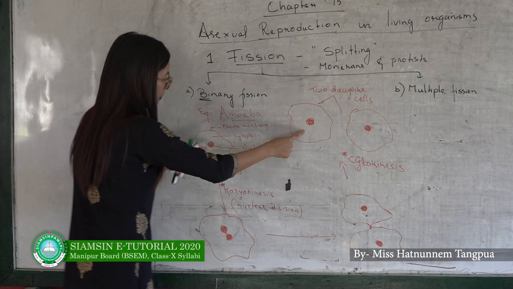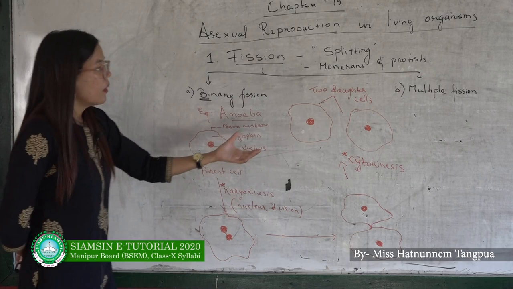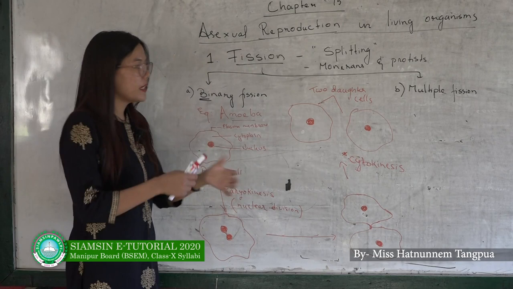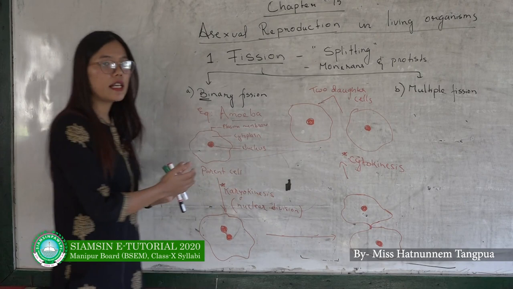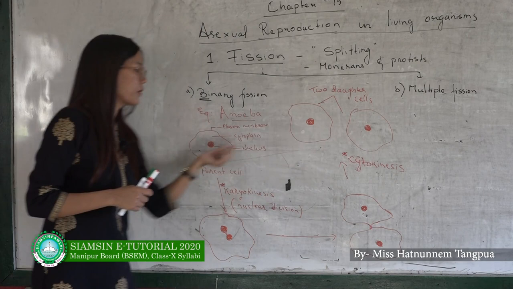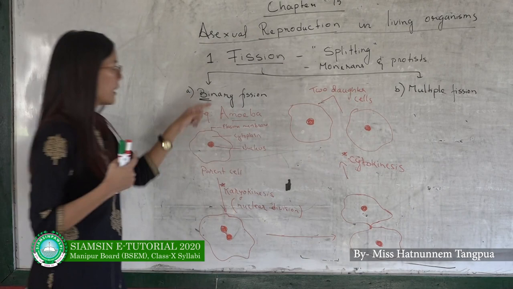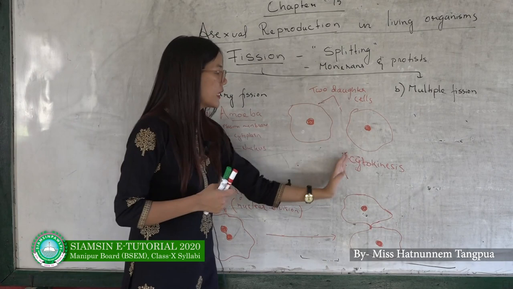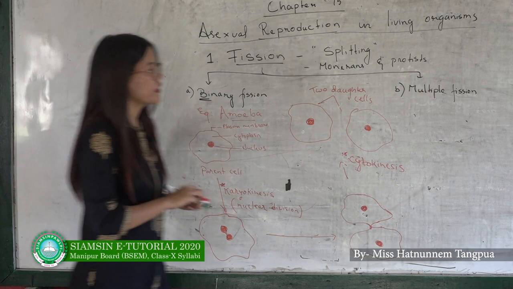In asexual reproduction, organisms which reproduce asexually have offspring exactly the same as their parent. Here the parent cell forms two daughter cells, genetically as well as morphologically exactly identical to each other as well as to the parent. This is binary fission, because the splitting takes place into two. A very good example would be amoeba. This is binary fission. Next we'll see multiple fission.